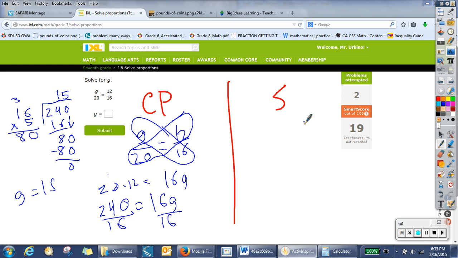So I know that G is 15. Alright, now if I use the simplifying method, I have g over 20 is equal to 12 sixteenths. I'm getting a little sloppy with my writing. Now, for me to do this one, I'm going to simplify 12/16 as much as possible. This one, 12 and 16. That 4 can go into both of them. So 12 divided by 4 is 3 over 16 divided by 4 is 4. So 3/4.